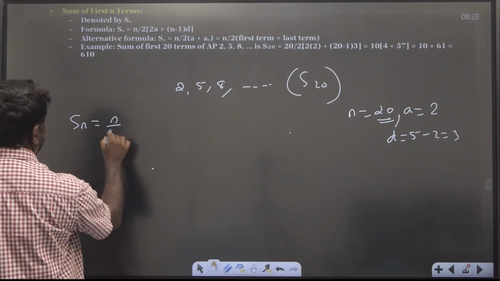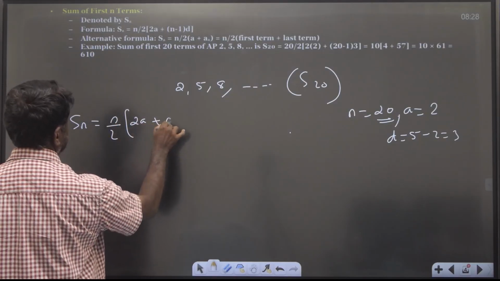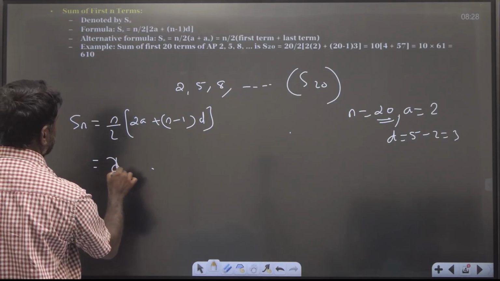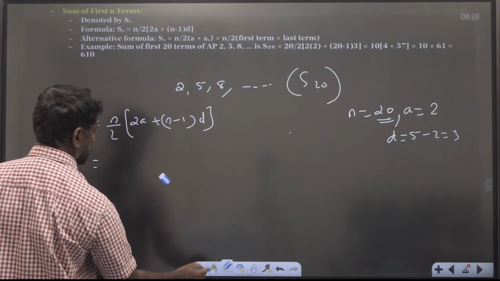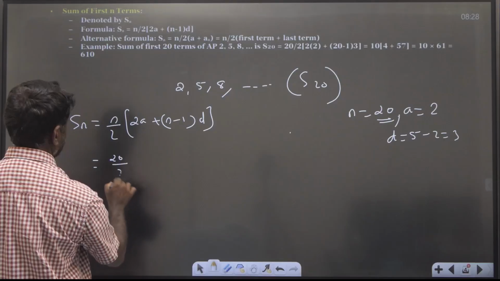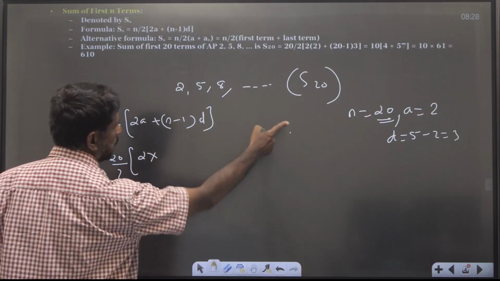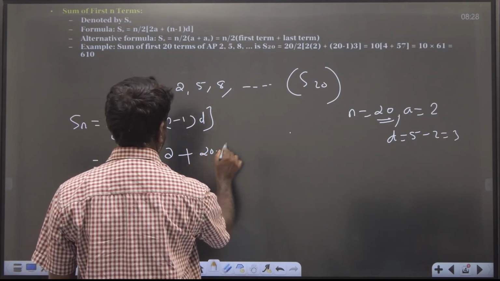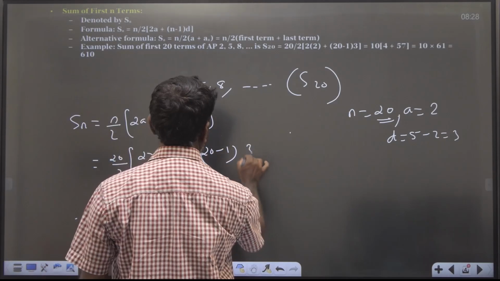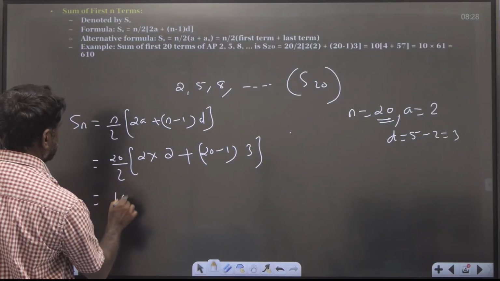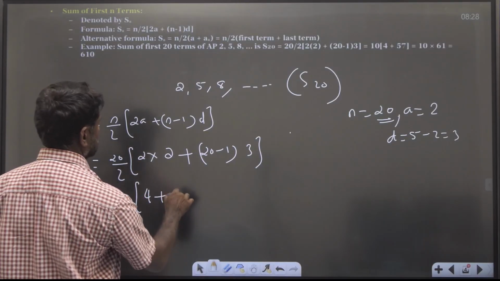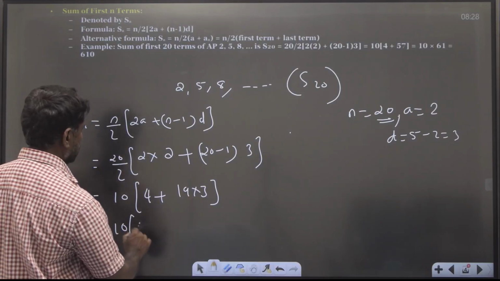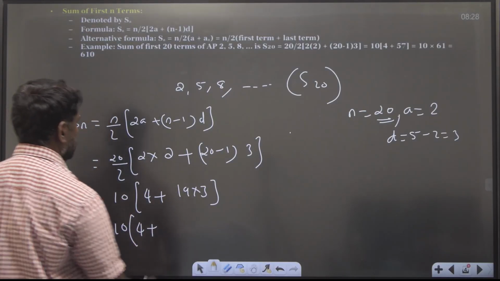So which formula can we use? Sn is equal to n by 2 into 2a plus n minus 1 into d. What is n? 20. That is 20 by 2 into 2 into a, that is 2, plus n minus 1, that is 20 minus 1, into d, which is 3. That is 20 by 2, that is 10, into 4 plus 19 into 3. That is 10 into 4 plus 57.